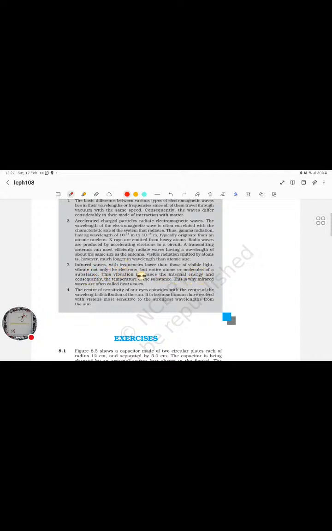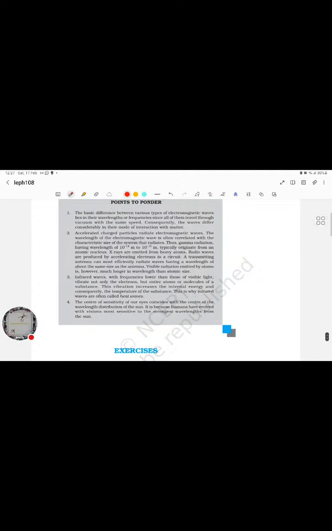So infrared, whose frequency is less than visible light, can vibrate not only the electron but the entire atom. This vibration increases the internal energy, consequently the temperature of the substance increases. That's why infrared waves are called heat waves. The center of sensitivity of our eye coincides with the center of the wavelength distribution of the sun. It is because humans have evolved with vision most sensitive to the strongest wavelengths. Okay, fine.